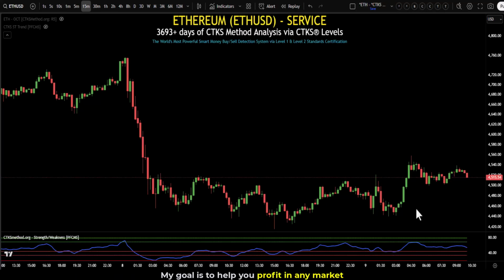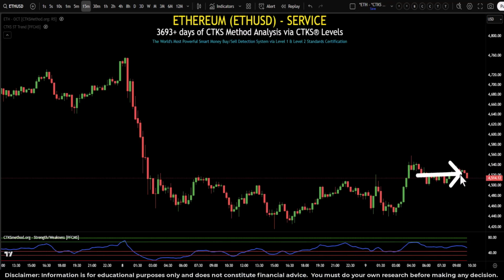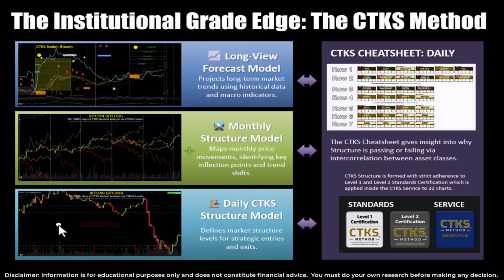But structure requires 2 levels of standard certification. Structure is not random, and structure gives you so much understanding of what you're looking at. Before, I mentioned that 45-25 was incredibly important to keep above and to keep positive. And this brings us into the third area. For example, we've done the daily CTKS structural model. We understand what's happening there. We can do the monthly structural model, just associating these structural levels in mass to understand where the resistance is and where the support is inside the monthly structural model.